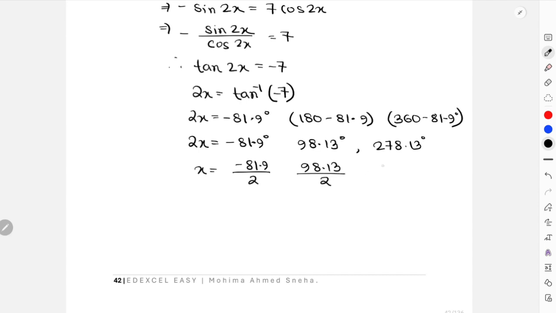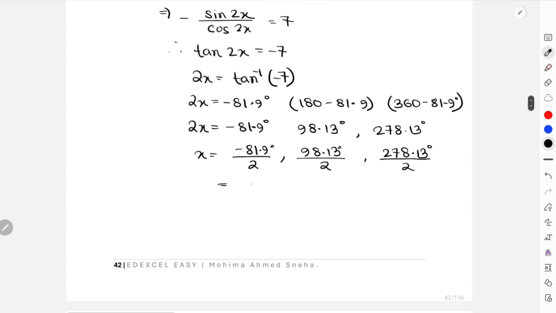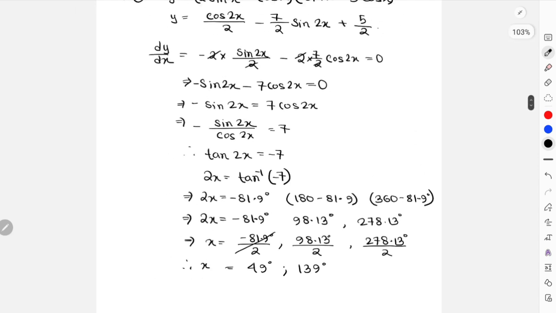98.13 by 2, 278.13 by 2. At the end, you are going to get, this one will be entirely 0 because our range was from 0 to 180. This is going to be negative. The next one is going to be 49 degrees, and the other one will be 139 degrees approximately, because we are supposed to keep our answers in integer numbers. So this is the value for x, 49 and 139 only.